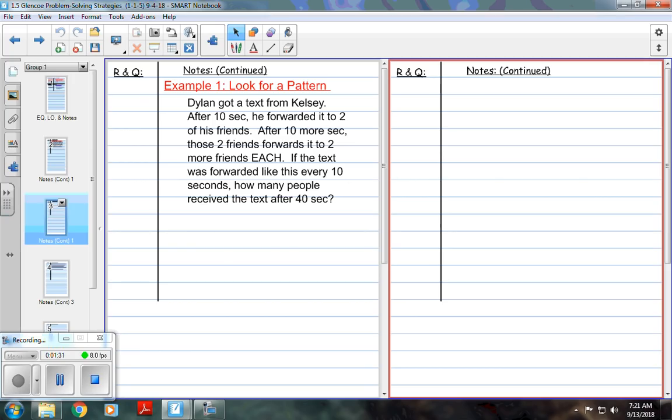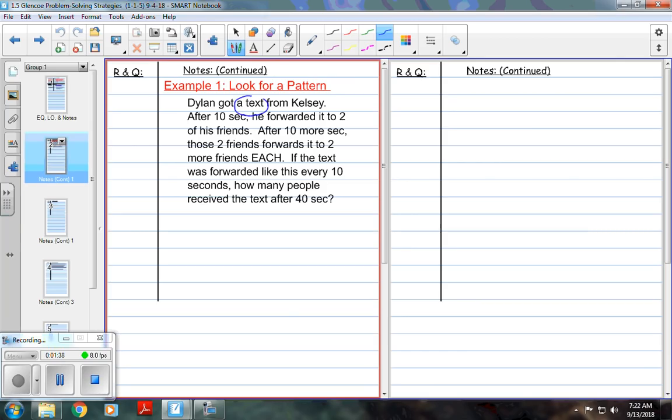Awesome, welcome back. Let's see what you circled. Dylan got a text from Kelsey. I think the text seems to matter. Then after 10 seconds, we want to know this interval. He forwarded it to 2 of his friends. And after 10 more seconds, I think I see a pattern starting to form. We may have something about 10-second intervals happening.